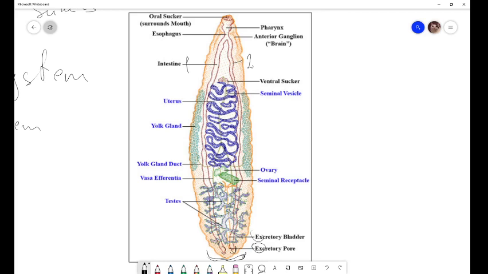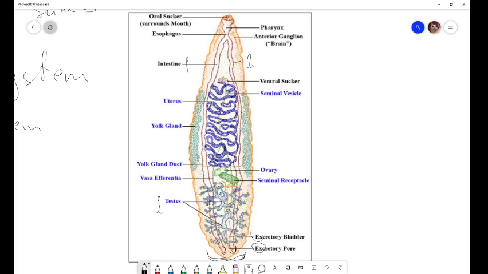And what does the male system have? The male system has, as usual, two testes, and vasa efferentia arise from each testis, and the vasa efferentia unite into a vas deferens.